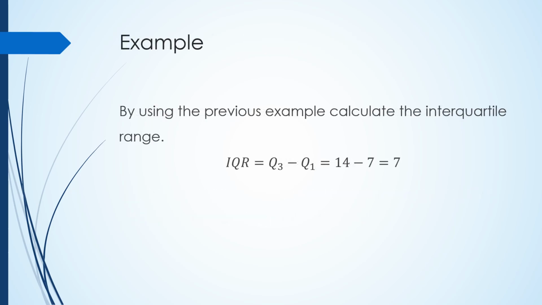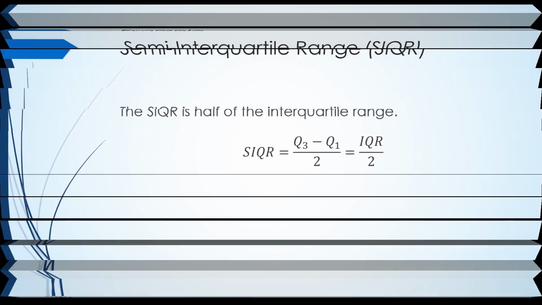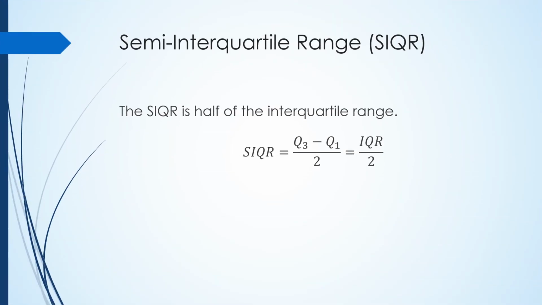By using the values of Q1, Q2, and Q3 from the previous example, we can see that the interquartile range for that dataset would be 14 minus 7, which is 7. Last is the semi-interquartile range, or SIQR, which is sometimes called the quartile deviation. It tells you how far the middle of your data extends on each side of the median.